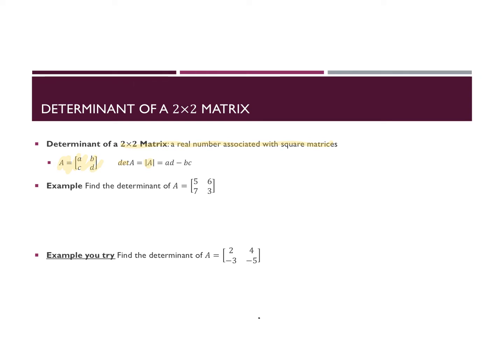But just like we did when we found the inverse of a 2 by 2, we'll take the main diagonal, or A times D, minus the other diagonal, B times C. Super simple, not very difficult at all.